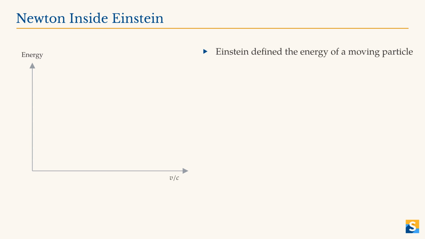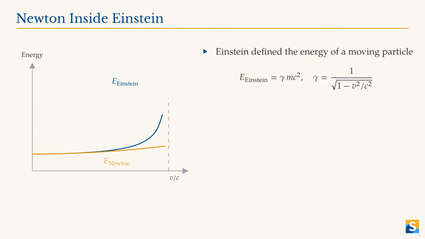And this one is a beauty. Einstein defined the energy of a moving particle as gamma mc squared, where gamma grows without bound as the speed approaches the speed of light. Newton said kinetic energy is 1/2 mv squared. These two look like they come from different planets.